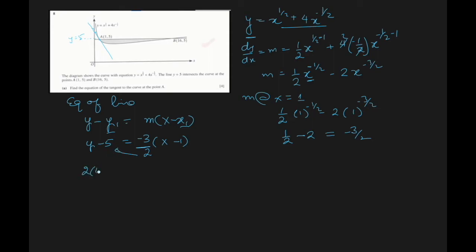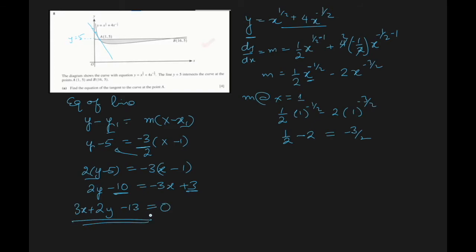So 2 times (y minus 5) equal to minus 3x plus, rather, let's keep it in brackets. Now if we open up, 2y minus 10, and we'll get minus 3x plus 3. And if I bring everything to the left side, we get 3x plus 2y minus 10 minus 3 minus 13 equal to 0. This is the equation. They have not said any format, so this is good.